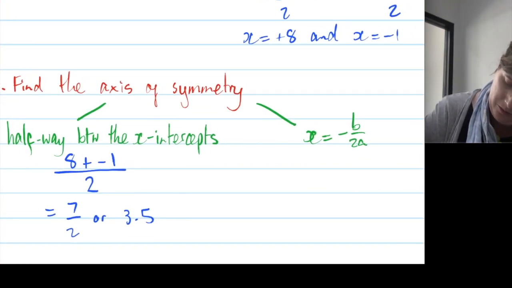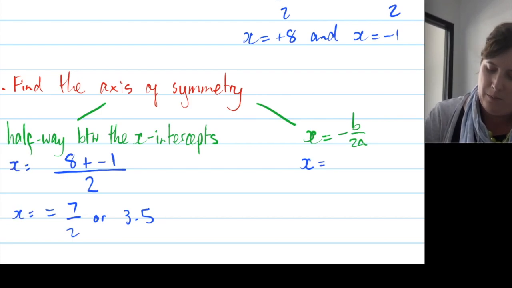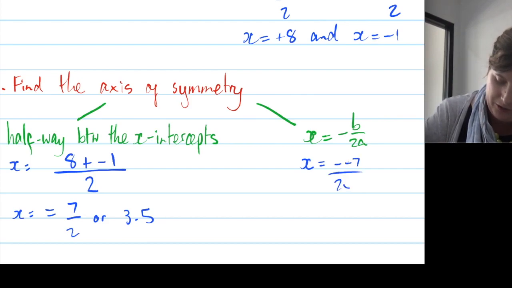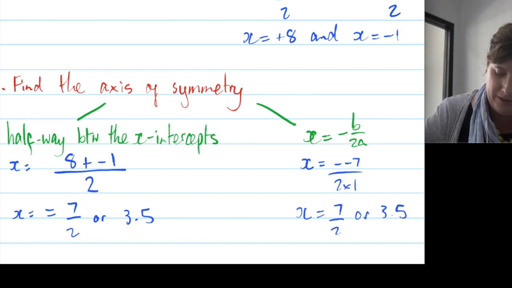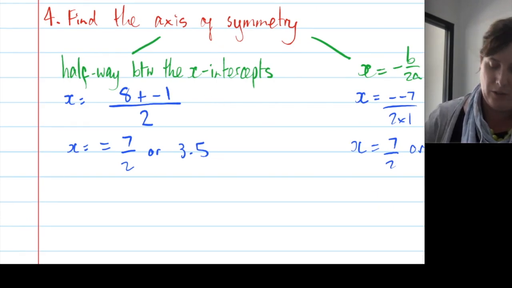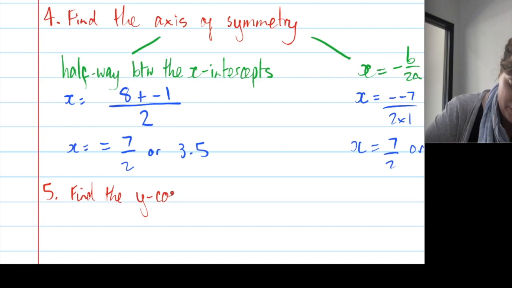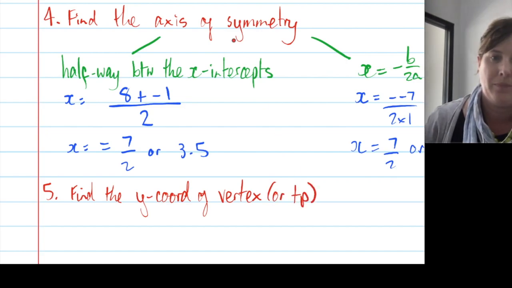X equals minus b over 2a. X equals minus b is minus negative 7 all over 2 times 1. X equals 7 over 2, or 3.5. Okay, and last step, last but not least, find the y coordinate of the axis of symmetry. The y coordinate of the vertex, or you could call it the turning point.